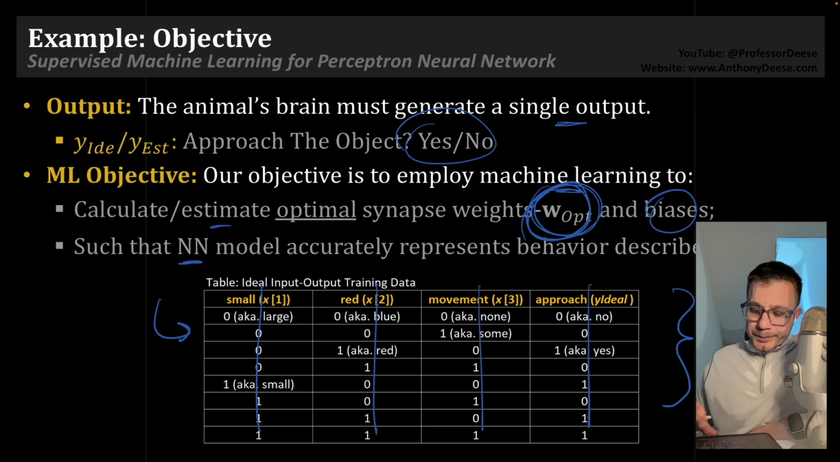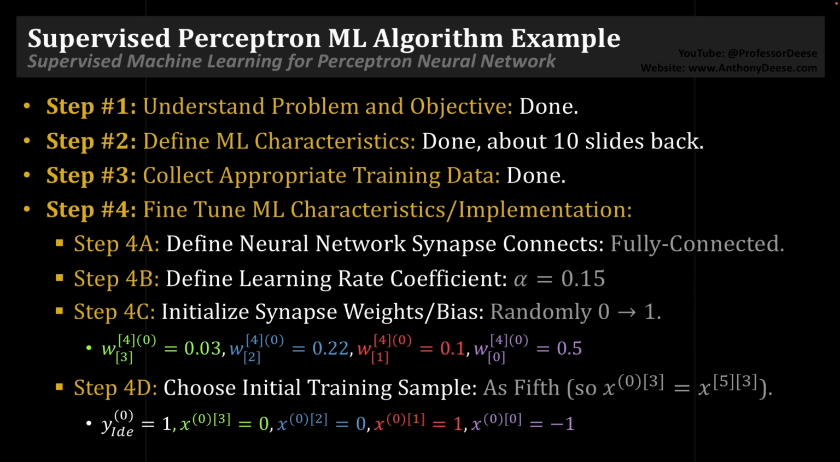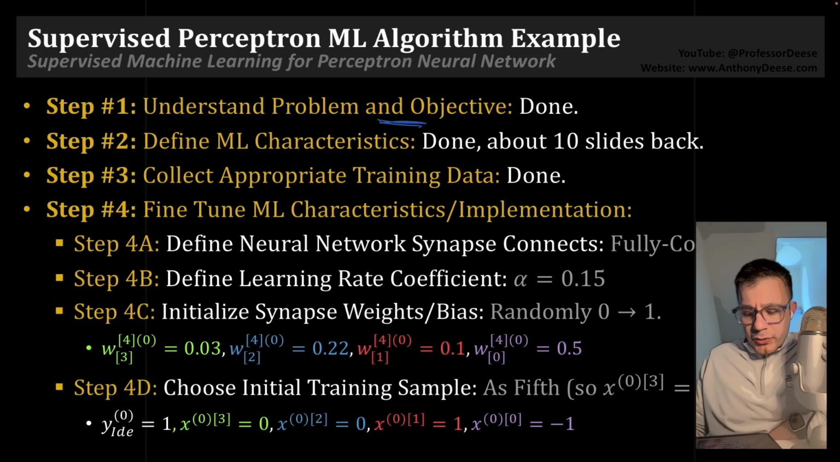Yes or no? Now, we're going to return to the same steps for performing this type of machine learning work that we defined previously. The first step is to make sure we understand the problem and the objective. Done. I think we have a pretty good understanding of the problem and the objective. We just stated those. Step number 2 is to define the machine learning characteristics. That's done. We did that about 10 slides back. If you remember, we talked about what error correction rule we're going to be using, talked about how we're using the single layer perceptron, etc. Step number 3 is to collect the appropriate training data. This is done. It's all included in that table from the previous slide.